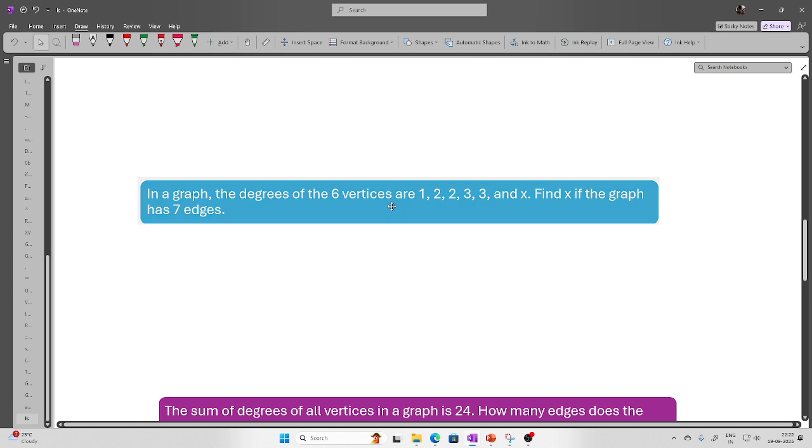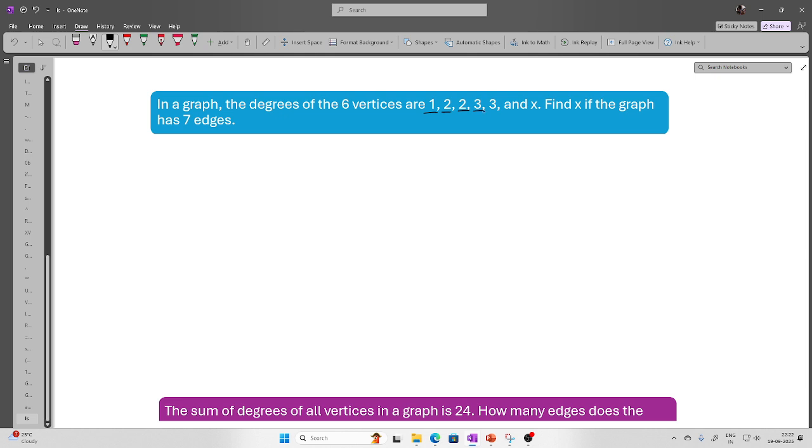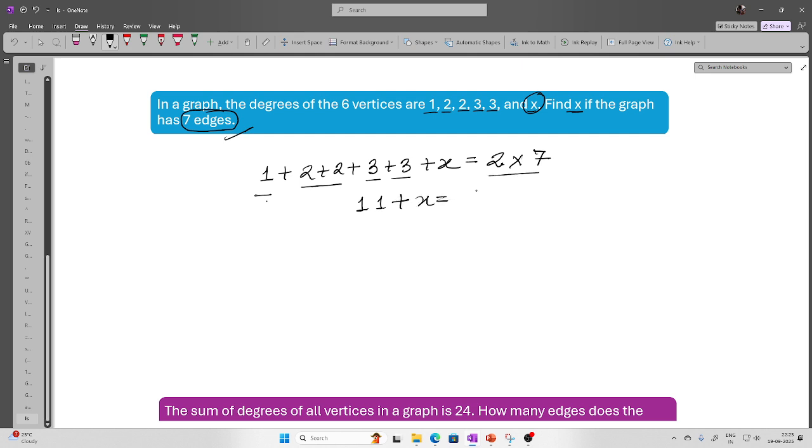Let us take this problem. This says that in a graph, the degrees of 6 vertices are given to us as 1, 2, 2, 3, 3 and x, basically unknown. We have to find this x if the edges are 7. So again, the sum of the degrees, that is 1 plus 2 plus 2 plus 3 plus 3 plus x, is equal to twice the number of edges. How many edges are there? 7. So 3 plus 3 is 6, plus 4 is 10, plus 1 is 11. 11 plus x will be 7 2s are 14. So x will be 14 minus 11, that is 3. So in this particular case, the vertex with unknown degree will have degree 3.